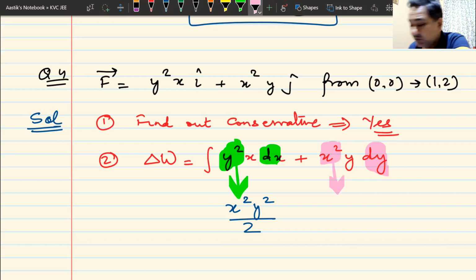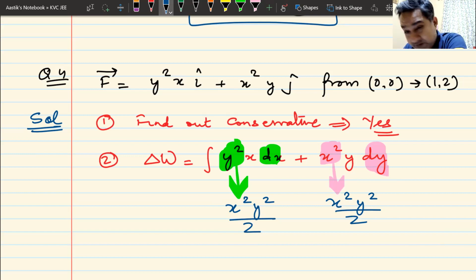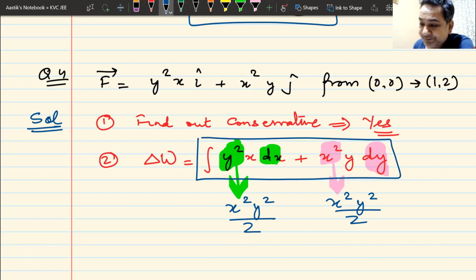You do the same thing with this one. Here you will take x square as an outside constant. You just integrate y dy. When you integrate y dy, you get y square by 2 multiplied by x square. And voila, what will you see? That you will see the same thing coming again, x square y square by 2. As soon as you get this, you know that the integral of this entire thing now becomes x square y square by 2.